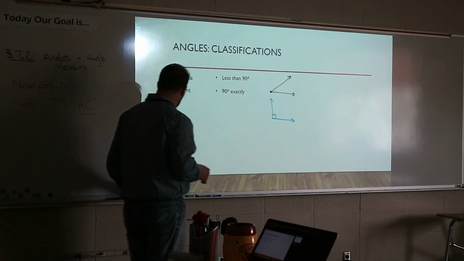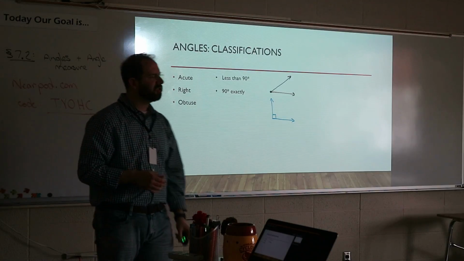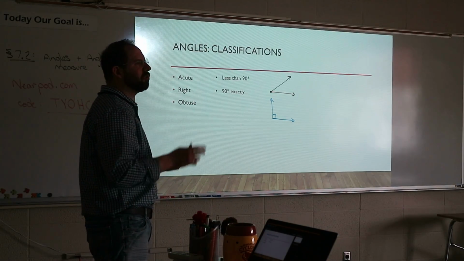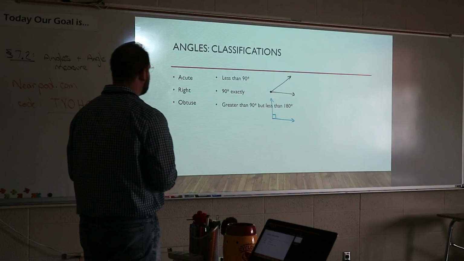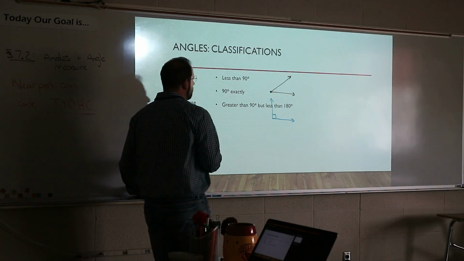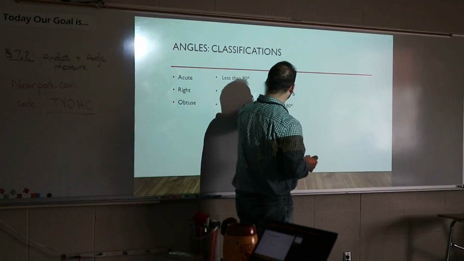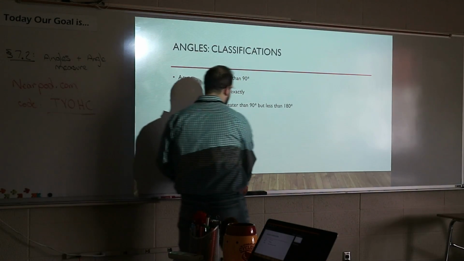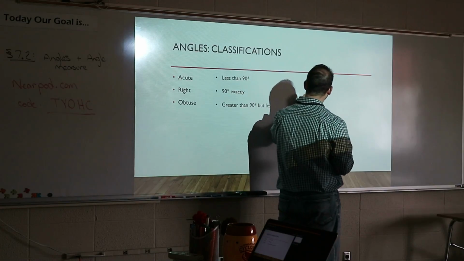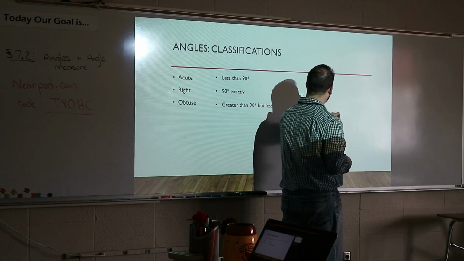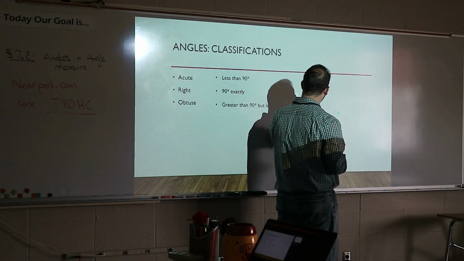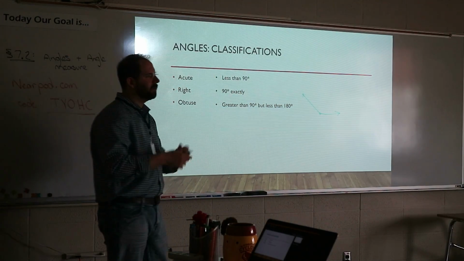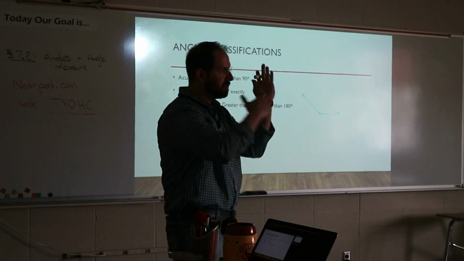The next word is called an obtuse angle. Obtuse is greater than 90, but less than 180. So if you're bigger than 90 degrees, bigger than straight up and down, then you're in this territory like this. This is obtuse. That's an obtuse angle. Okay, it's past 90 degrees. It's past the L shape. It's not small, but it's big.